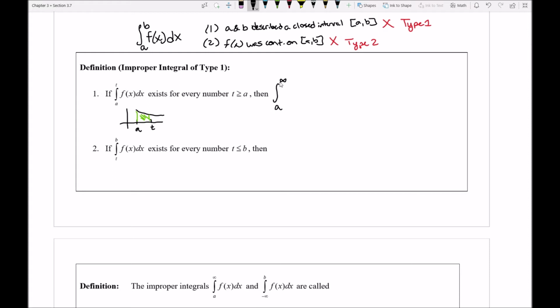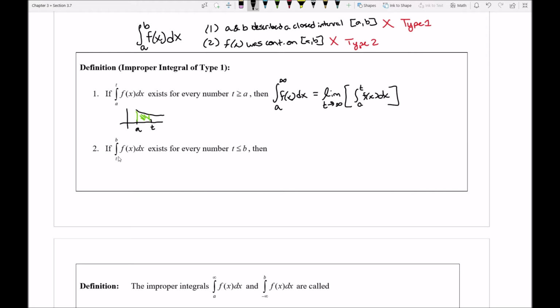We'll define some new notation, an integral from a to infinity. When we write this, what we really mean is that we're going to be doing a limit as t moves to infinity of an integral from a to t of f of x dx. Of course, again, provided that this limit exists.